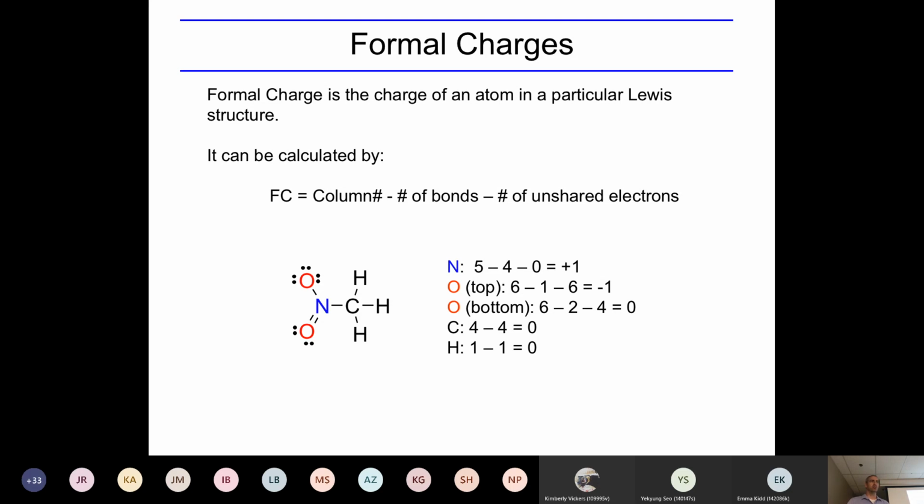Some atoms, you can't help it, are going to have positive or negative formal charges. Almost always, it's going to be +1 or -1. If you ever see a +2 or -2, you probably have a mistake somewhere in your structure. Generally speaking, a minus formal charge should be on an electronegative atom, like oxygen. And generally speaking, a positive formal charge, ideally, is on a not very electronegative atom, if possible.